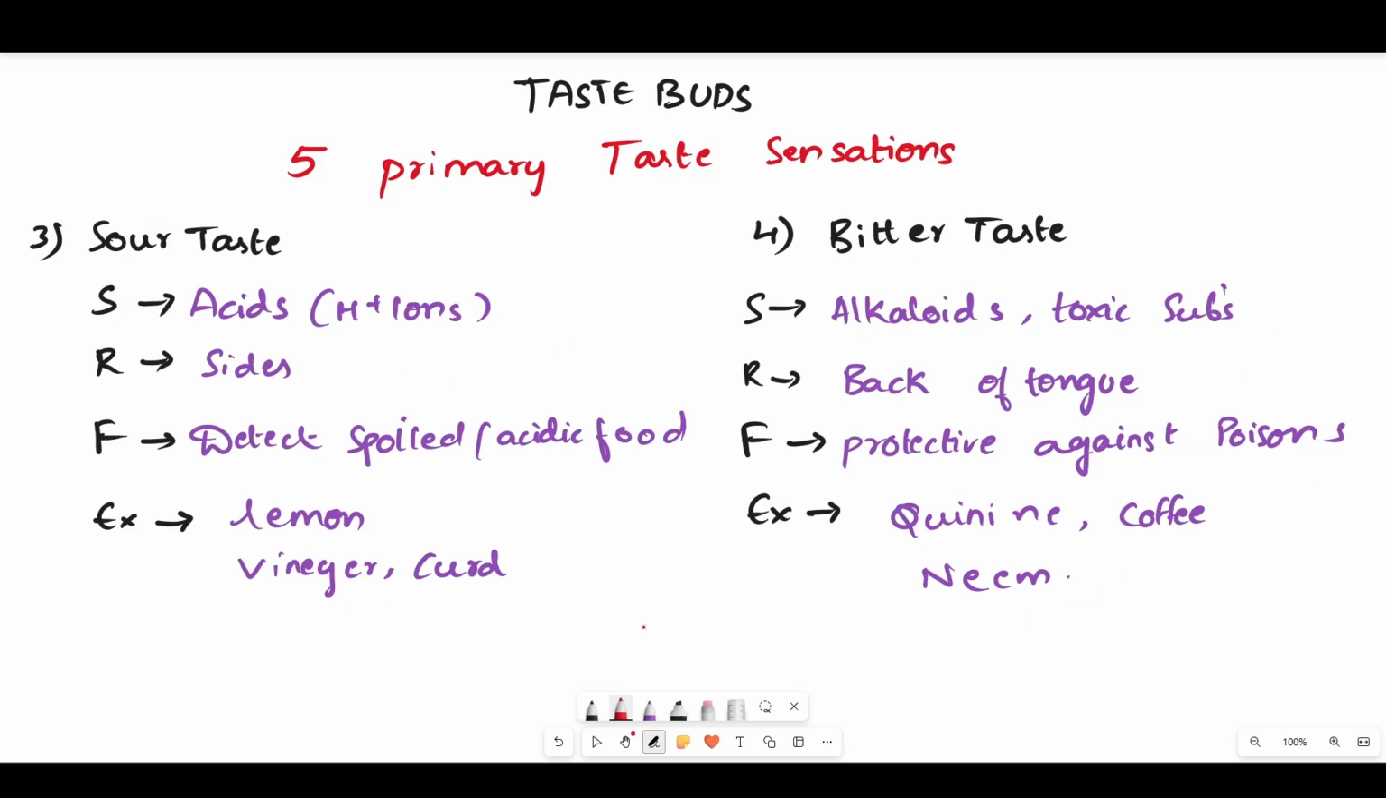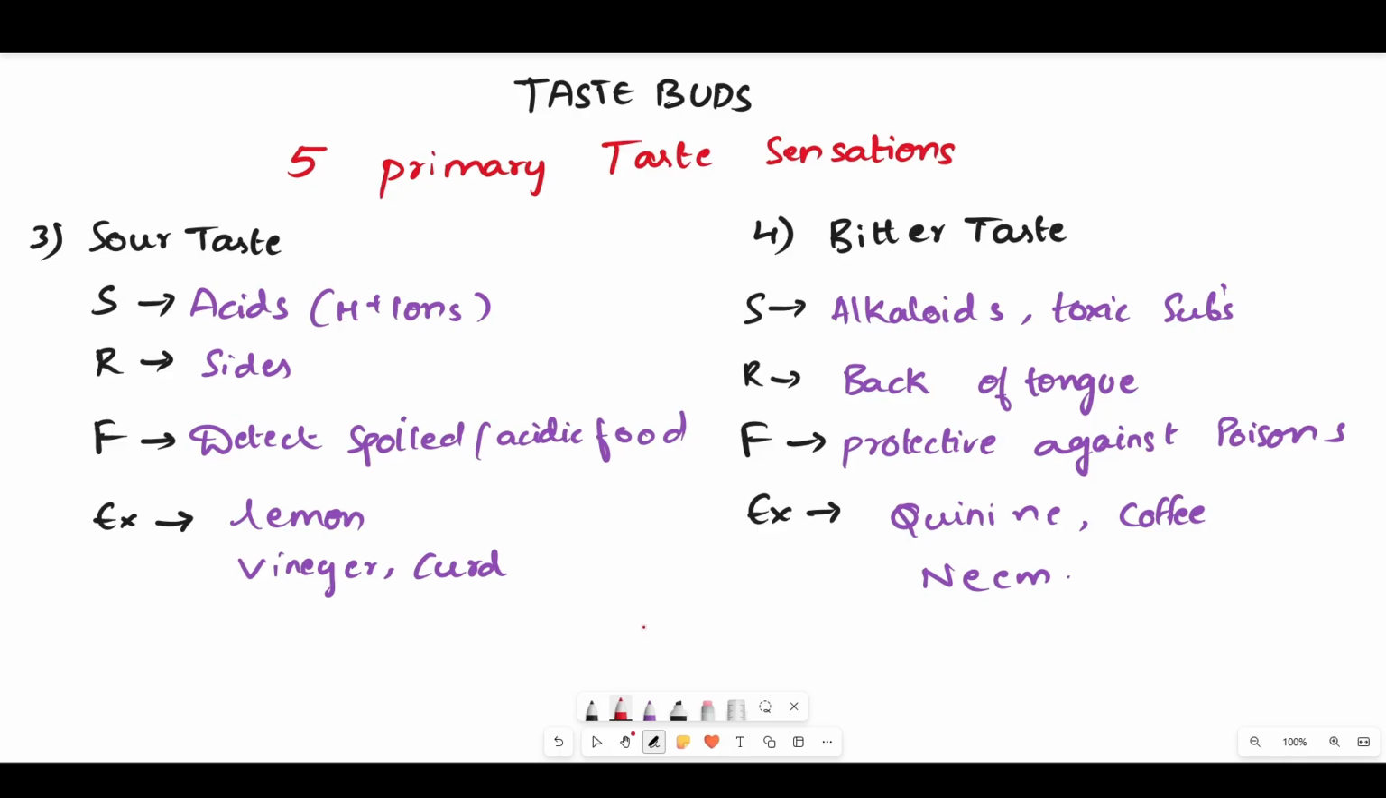The next taste is the sour taste. Here the stimulus is acids or H plus ions. These receptors are present at the sides of the tongue. The sour taste is useful for detecting spoiled or acidic food. Examples are lemon, curd, and vinegar.